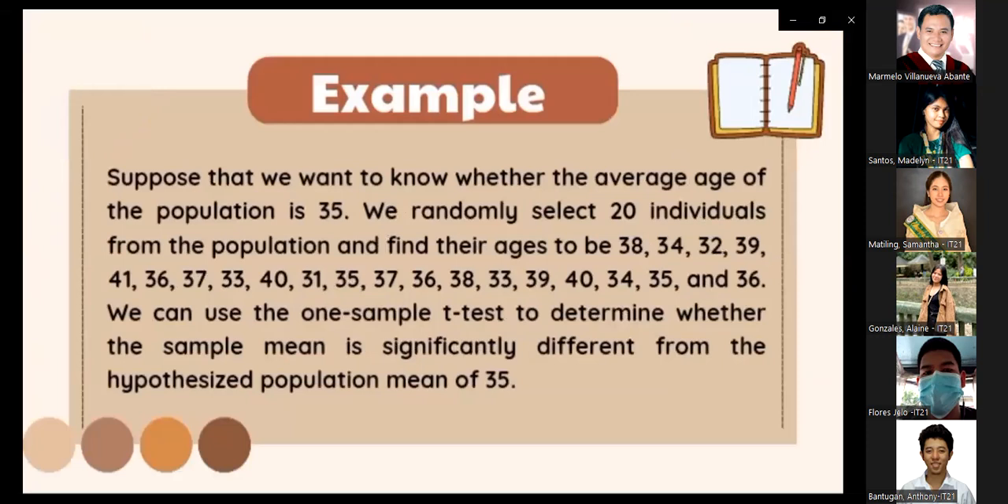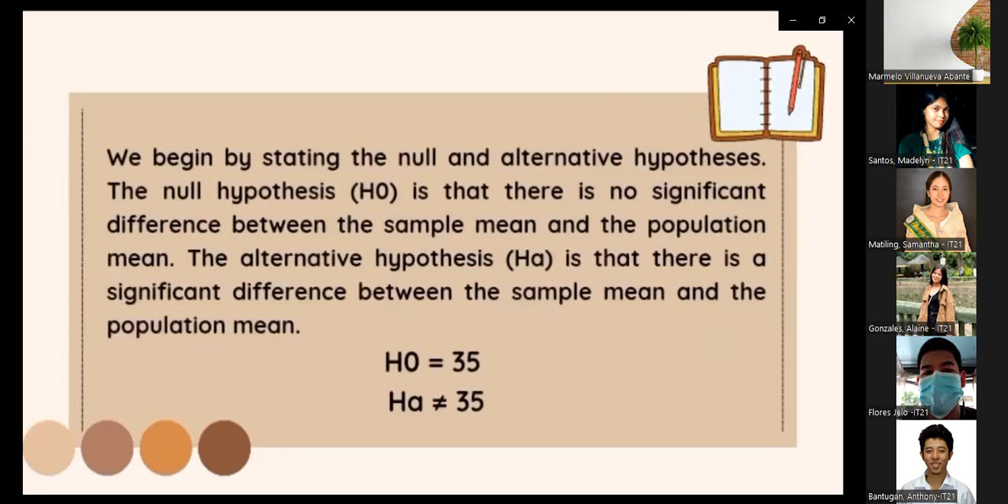For example, suppose that we want to know whether the average age of the population is 35. We randomly select 20 individuals from the population and find their ages to be 38, 34, 32, 39, 41, 36, 37, 33, 40, 31, 35, 37, 36, 38, 33, 39, 40, 34, 35, and 36. We can use the one-sample t-test to determine whether the sample mean is significantly different from the hypothesized population mean of 35.